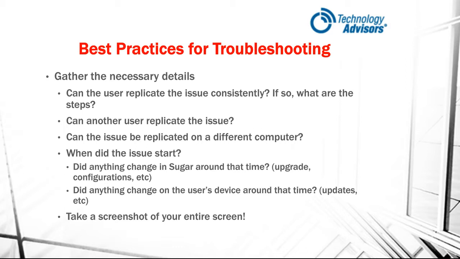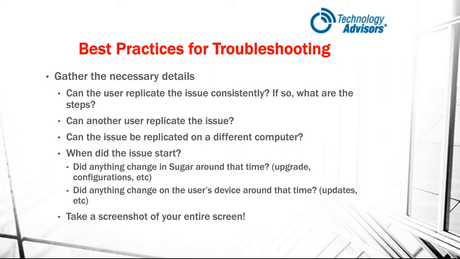Also really important to know, when did this issue start? And related to that question, are you aware of any changes that happened around the same time? So if someone starts having a problem Monday morning, and I know that over the weekend Sugar was updated, well, I can make a pretty educated guess that the issue might be related to the update.